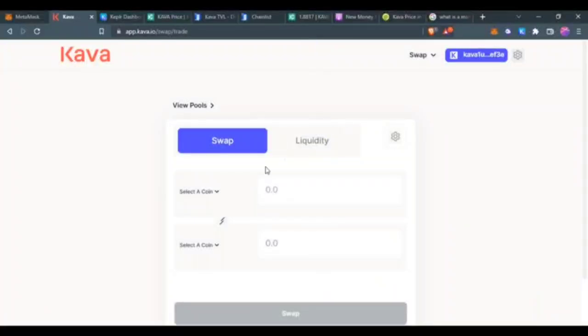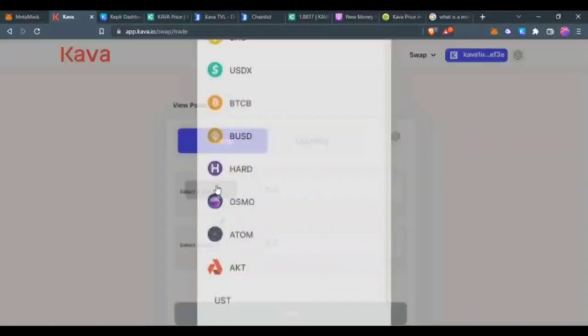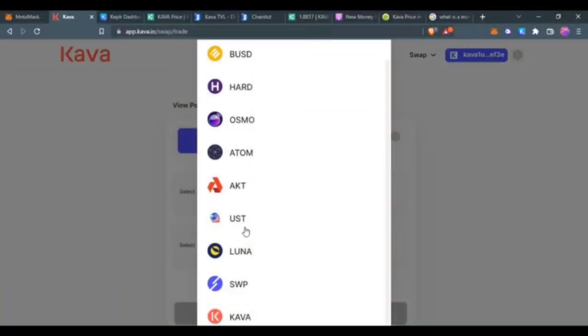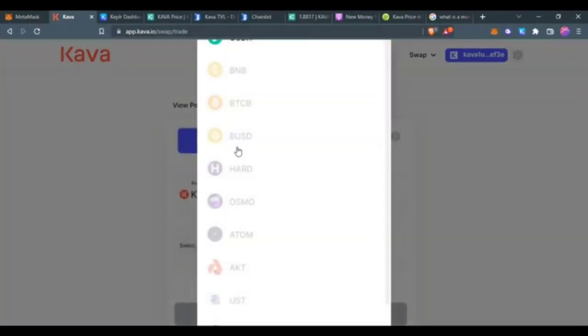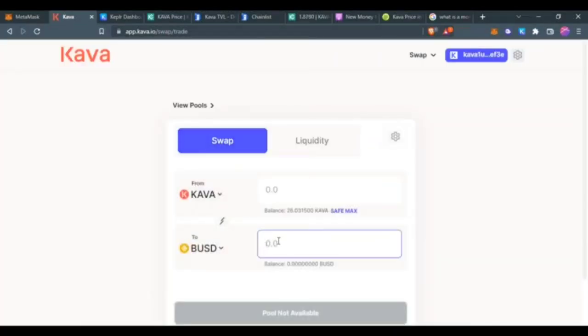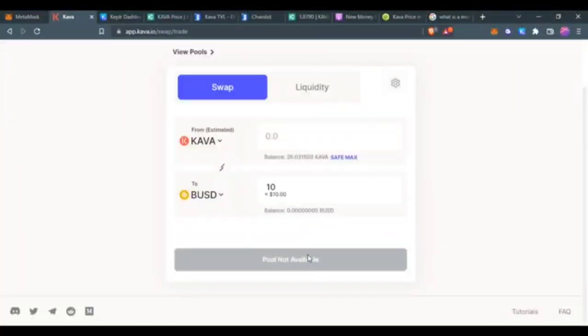Now, if we're just looking to swap, let's say we want to swap some of our Kava with some BUSD. We want to get some exposure to BUSD. Let's say, I don't know, $10 worth. How is the pool not available for this to BUSD? That doesn't even make sense. Hmm.